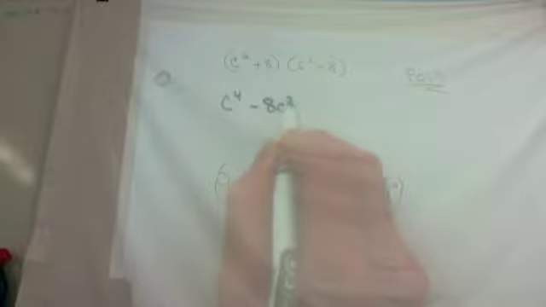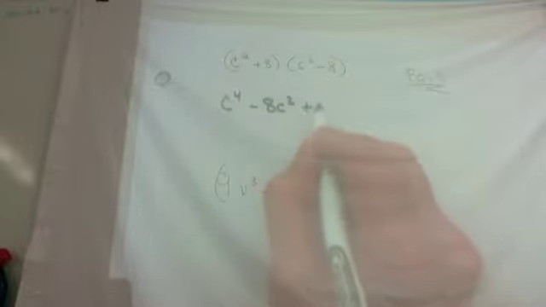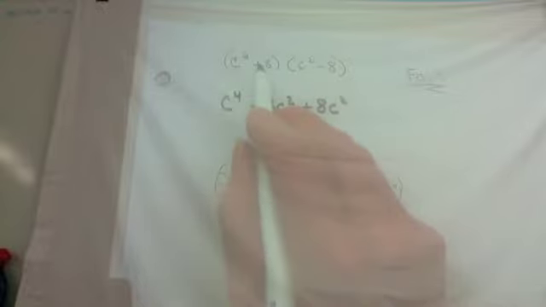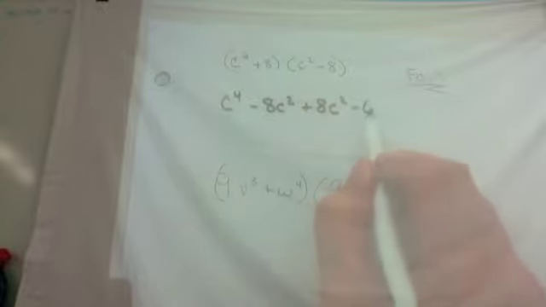So we see that we have conjugates of each other. One's a plus and one's a minus. So we're anticipating our middle term will disappear. C squared times c squared is c to the 4th. C squared times negative 8 is negative 8c squared. Positive 8 times c squared is a plus 8c squared. And negative 8 times positive 8 is negative 64.